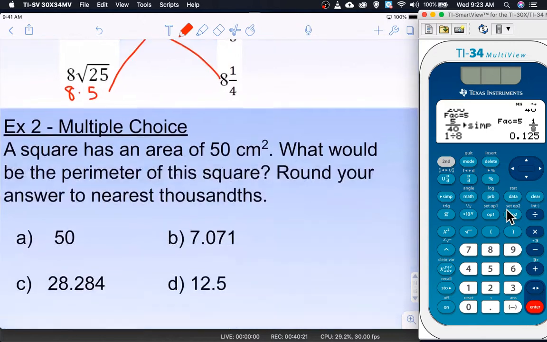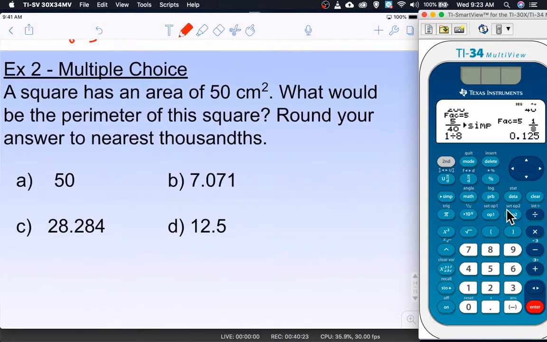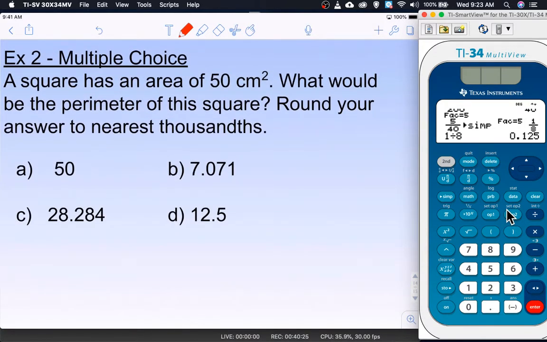All right, I think we are on the last question. It's a multiple choice. It says, a square has an area of 50 centimeters squared. That's an ugly square. You know, let me try that again. Closer. Area is 50 centimeters squared. What would be the perimeter of this square? Round your answer to the nearest thousandths.